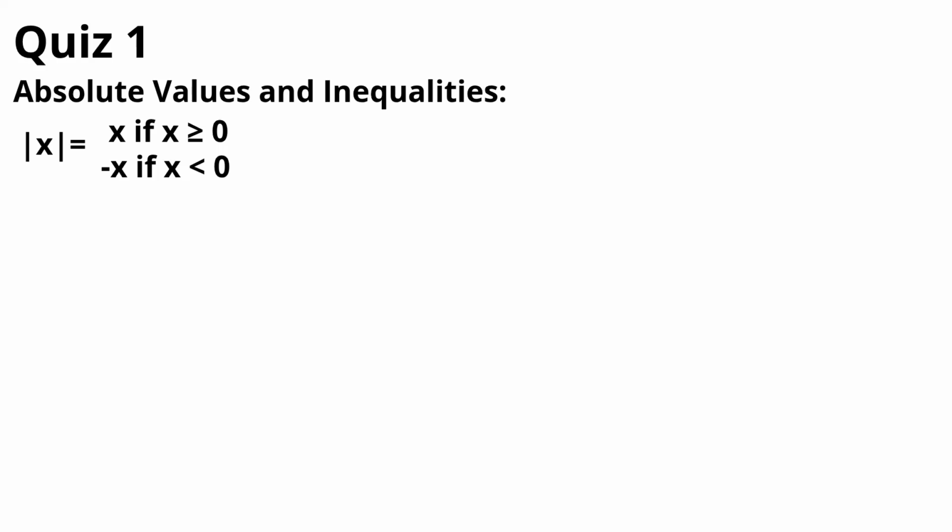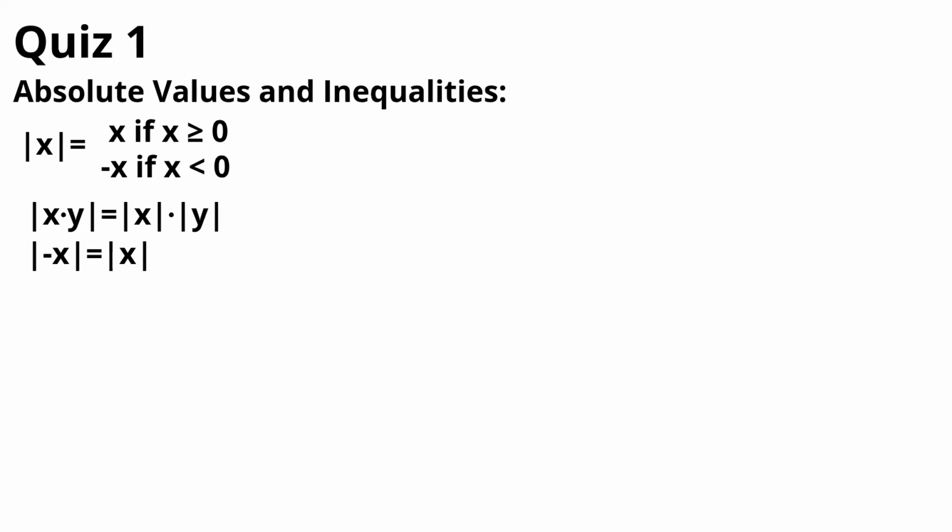It's just x if x is greater than or equal to 0, and it is negative x if x is less than 0. And some basic properties of this is that the absolute value of x times y is just equal to the absolute value of x times the absolute value of y. And the absolute value of negative x is equal to the absolute value of x.